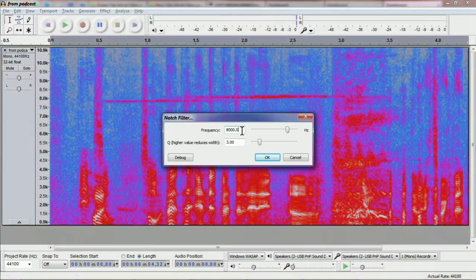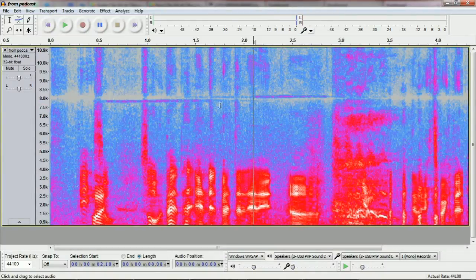After running the operation, you can see the spectrogram has cleaned right up. And if we play back that same snippet of audio, you realize that that sound is basically gone.